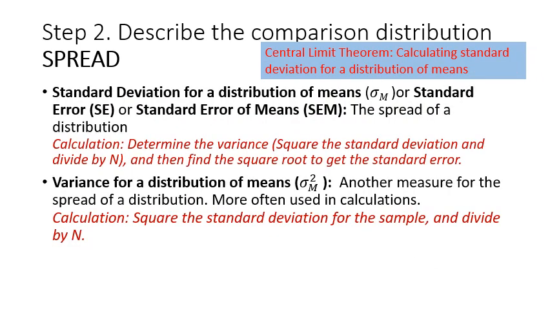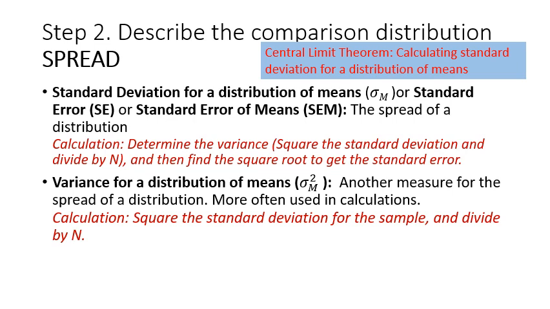So let's continue on with spread and use the central limit theorem to calculate the standard deviation for the distribution of means. And remember, once again, we can refer to it as standard deviation for a distribution of means using sigma with a little m, standard error, and standard error of means, all referring to the same thing. And this is the spread of a distribution. And the way we calculate that is we would first determine the variance, which is basically squaring the standard deviation and dividing by n, and then we're going to find the square root to get the standard deviation, to get the standard error.